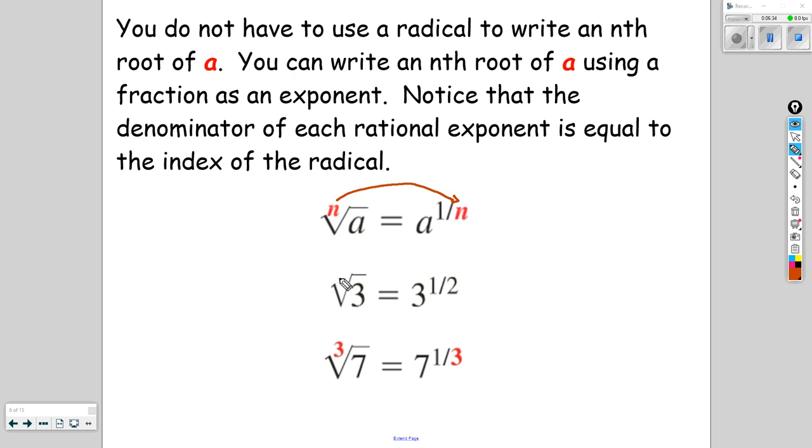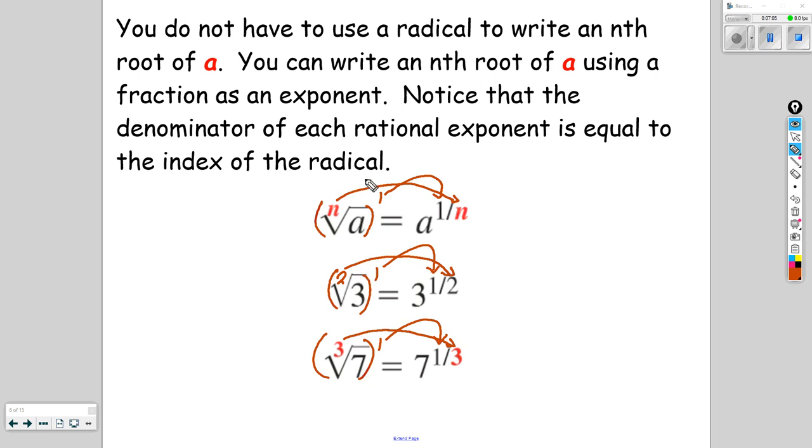Remember, right here in the square root of 3, the index would be 2. That's implied. And the denominator is 2. For the 3rd root of 7, the index is 3, the denominator is 3. So that's one similarity that we see. Also, each one of these is implied to be raised to a power. Each one of these is being raised to the 1st power, and that's where we get our numerator.